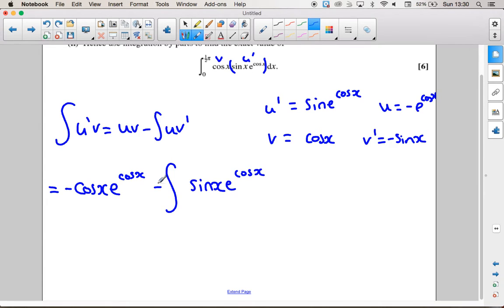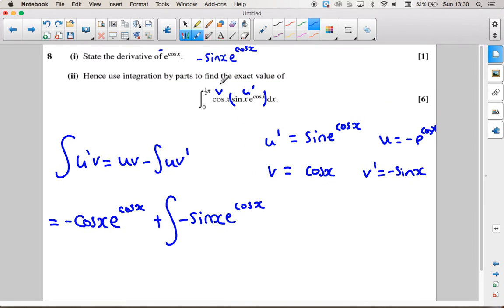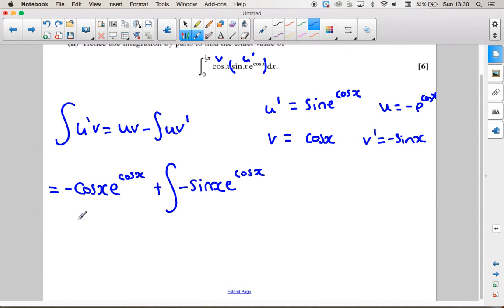If I change this slightly, if I bring this minus sign in here, so we've got plus the integral of negative sine x e to the cos x, we know that when we integrate negative sine x e to the cos x, we get positive e to the cos x. So that is going to be minus cos x e to the cos x plus e to the cos x.